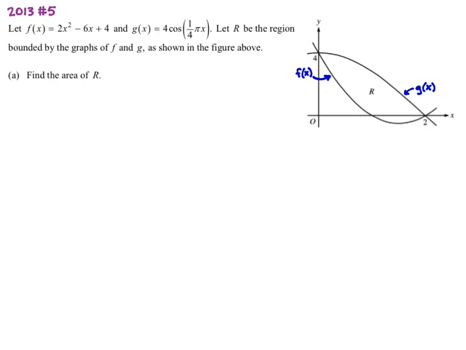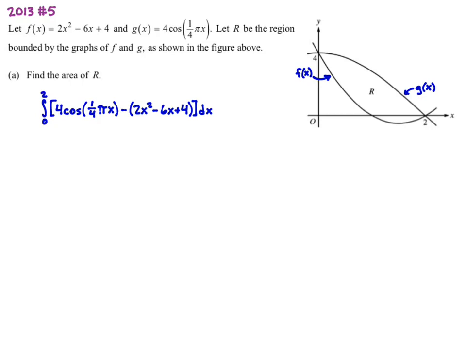So the area of region R is just going to be the integral from 0 to 2 of g of x minus f of x dx. Now, I said g of x minus f of x, but notice I wrote out the actual functions. The reason I wrote them out is because this was a non-calculator problem and we are finding the area. So that means we have to go through and evaluate this nasty integral expression.